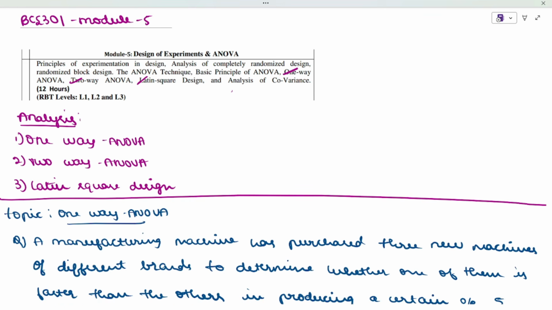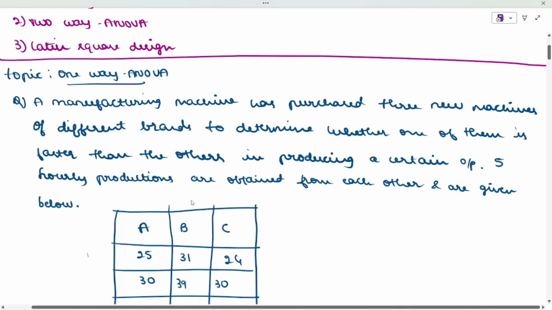You should practice these problems at least 2 or 3 times, because the methods keep changing for one-way and two-way. Even the Latin square is of a similar type, writing the table and all, but you have to practice a bit so that you will not forget it. Okay. Now, first is one-way ANOVA.